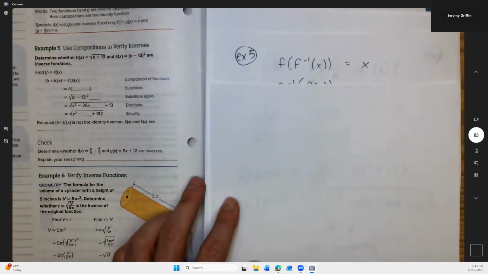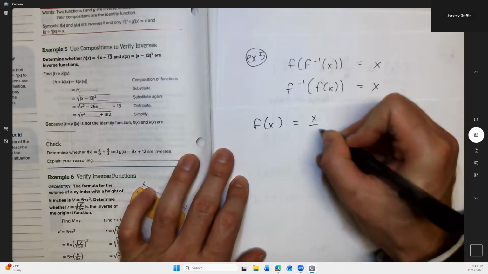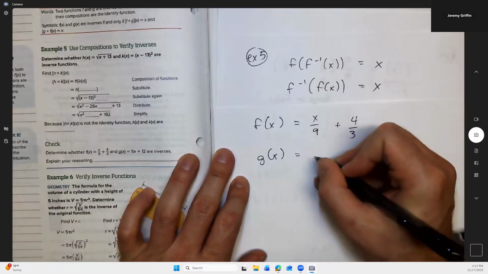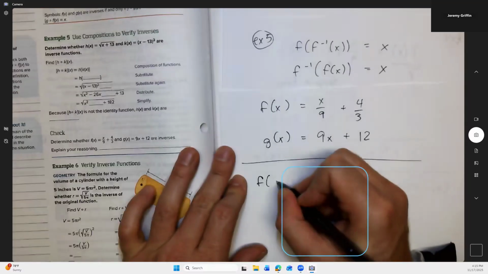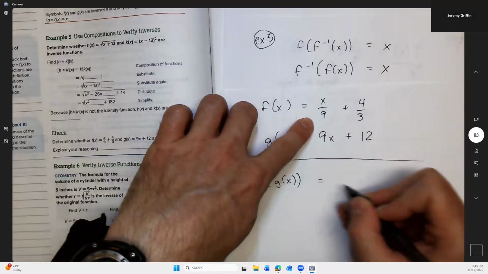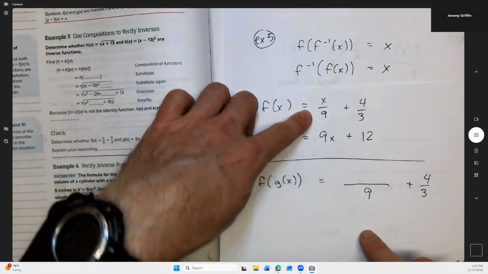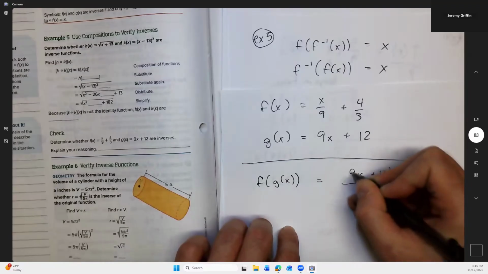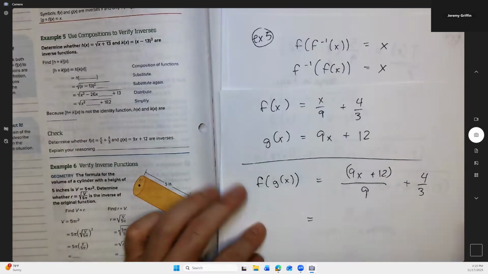Let me try this other example. What about f of x is x over 9 plus 4/3, and g of x is 9x plus 12? Let's try those. So what is f of g of x? And then later on, we'll try the other way. So f of something is that something over 9 plus 4/3. And the something this time is no longer x, it's g of x, which is this whole expression right here, 9x plus 12. That's what takes the place of x. So now we have f of g of x. So let's play this out.